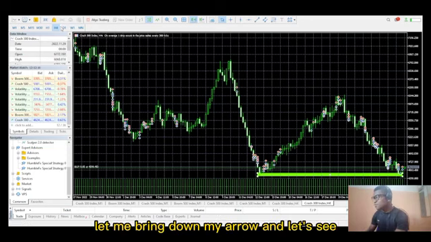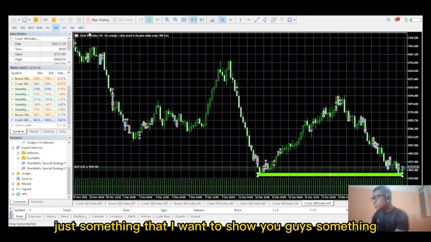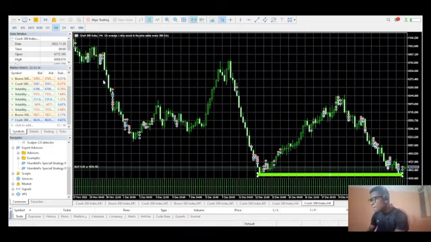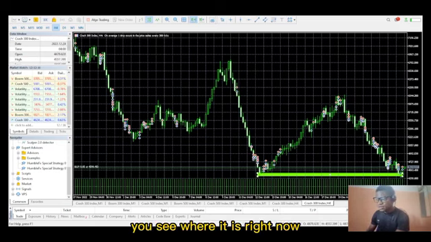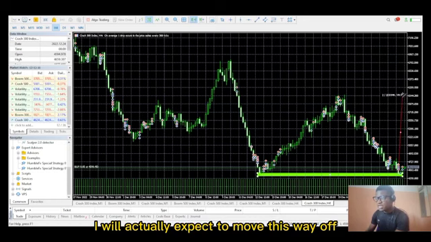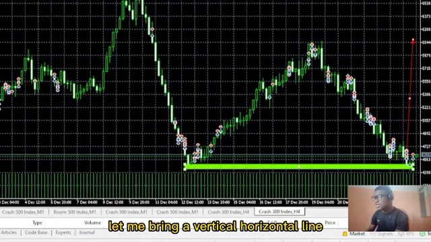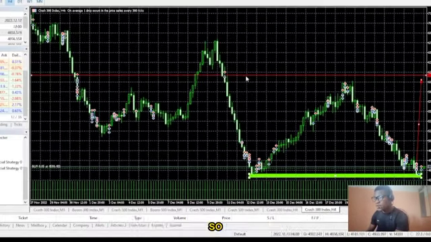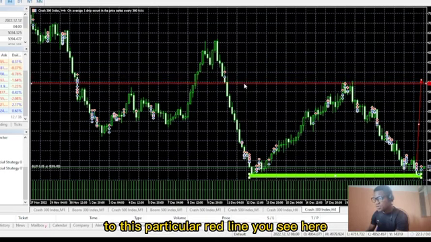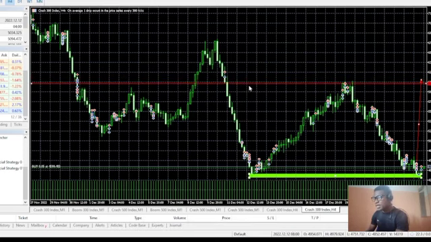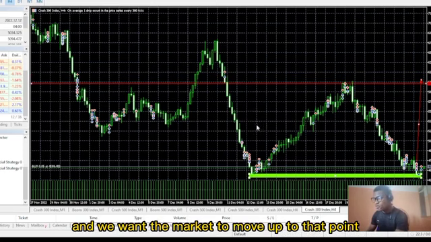Let me bring up my arrow. So you see where it is right now. If I see this chart right now, I should expect the market to move this way up to the upside. Let me bring a horizontal line. So we are expecting the market to move up to this particular red line. You see here, that is my red line, and we want the market to move up to that point.